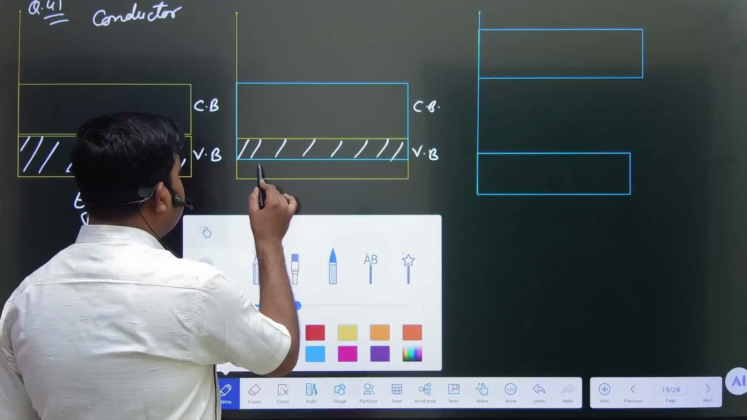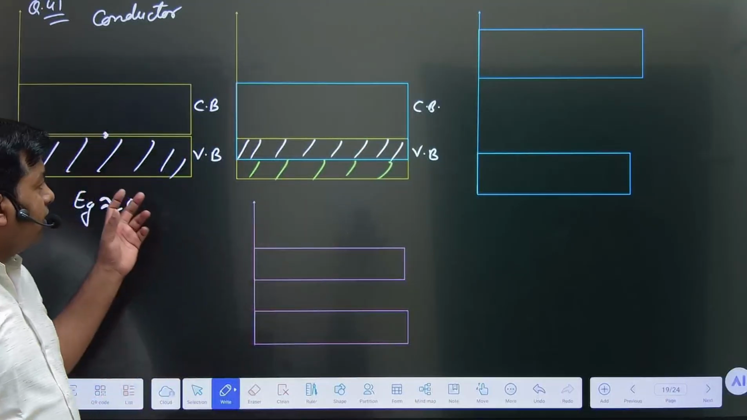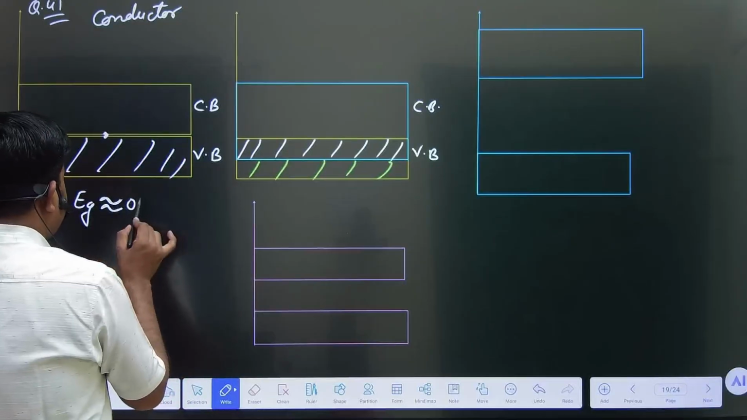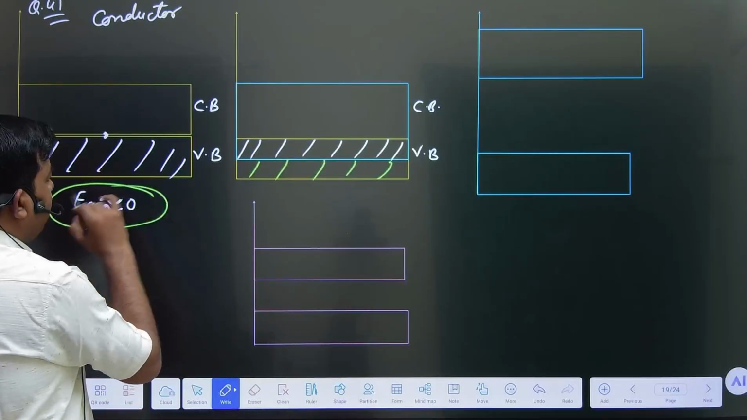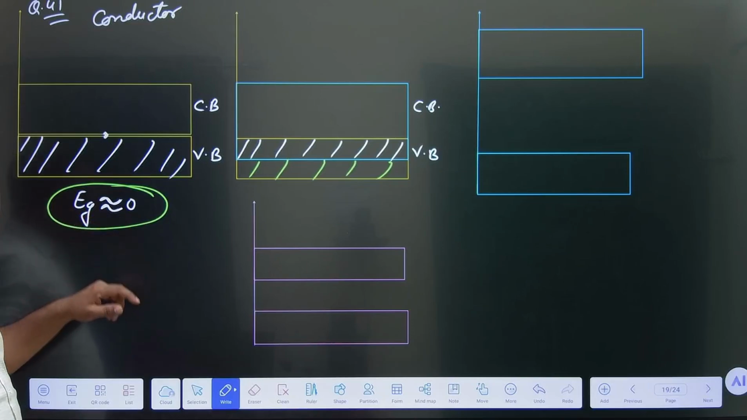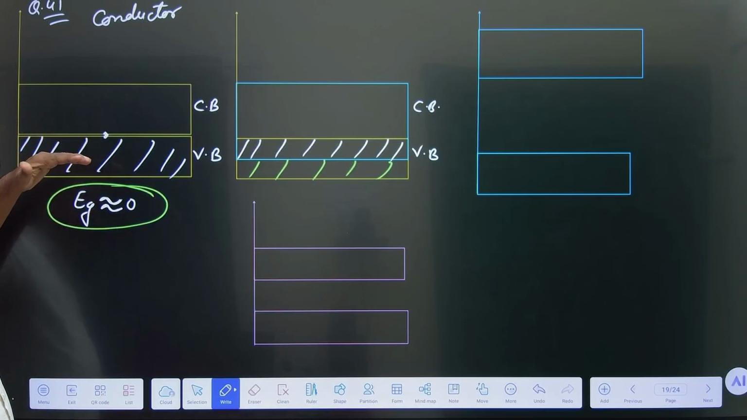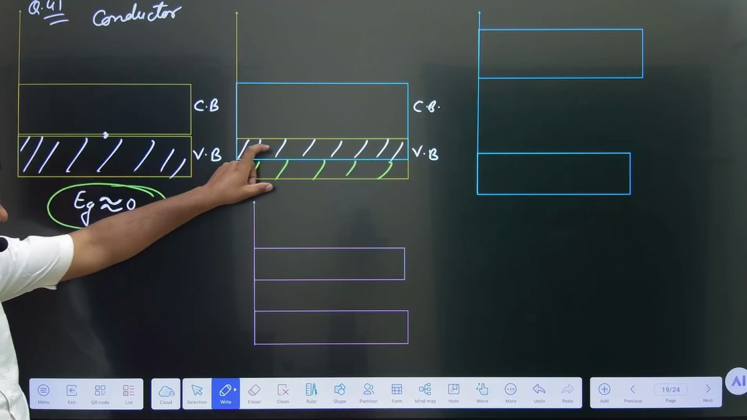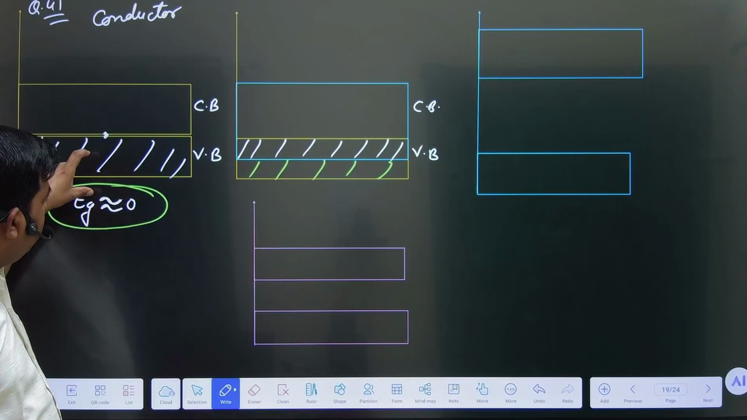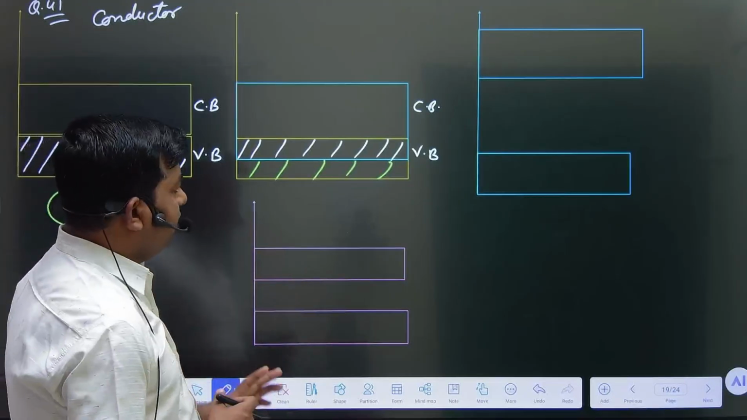Whenever electrons easily jump from the valence band to the conduction band, they conduct electric current very easily, but at 0 Kelvin temperature they also behave like an insulator. So Eg is nearly equal to 0 in a conductor. Electrons are always present in the conduction band in this situation, and there is a very small forbidden energy gap, so they easily conduct current. This is called a conductor.